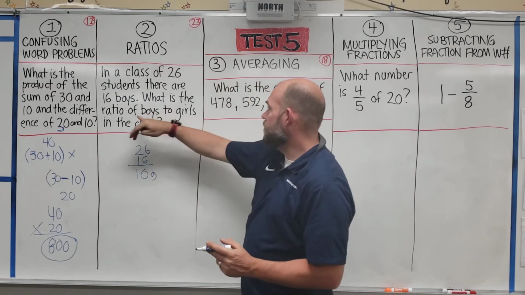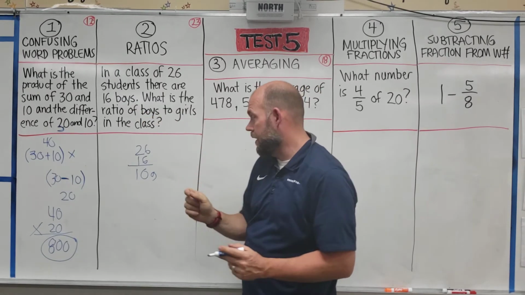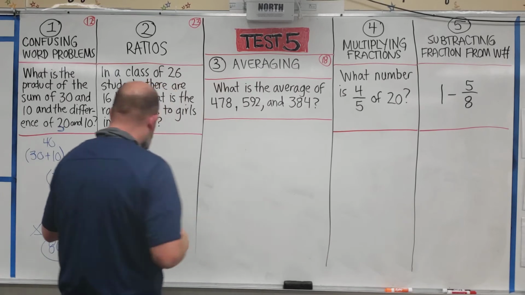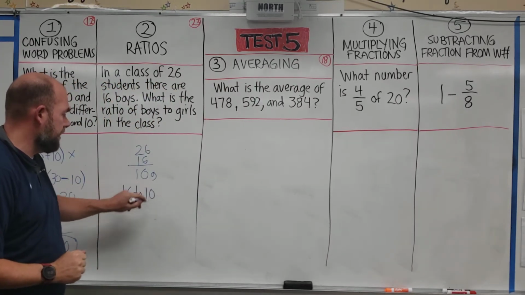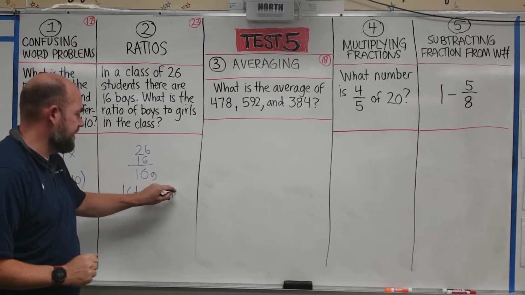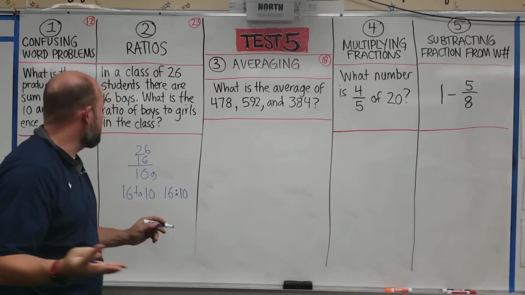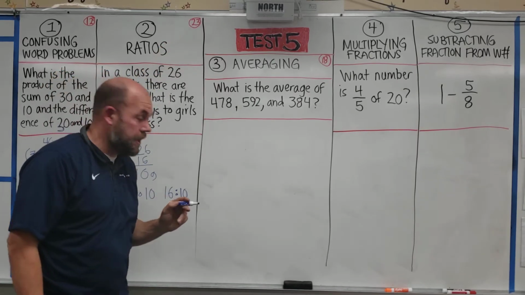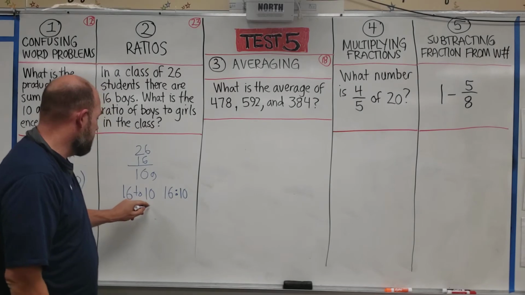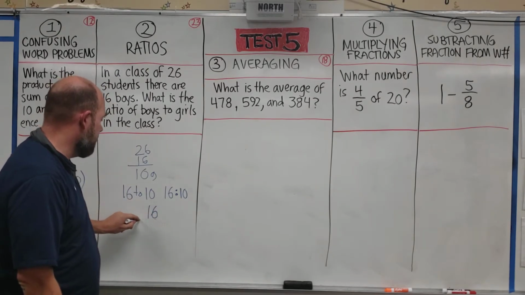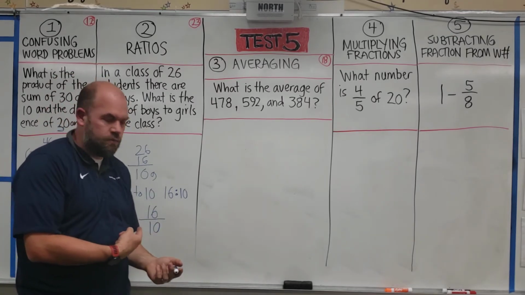Now if it asks the ratio of boys to girls, that means the boys will be the first number in our ratio. So if we represented our ratio 16 to 10, that's one way to write it. We could also write it 16 colon 10. But the way we've practiced in lesson 23 is to make it into a fraction. So we do 16, the first number, boys, to 10. Now we see that this is a fraction that can reduce.